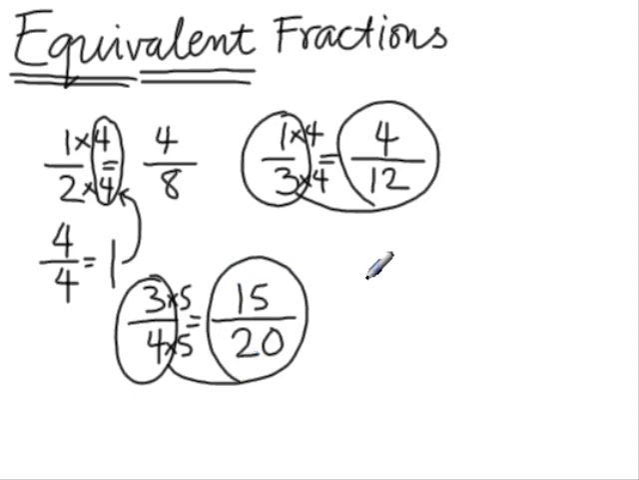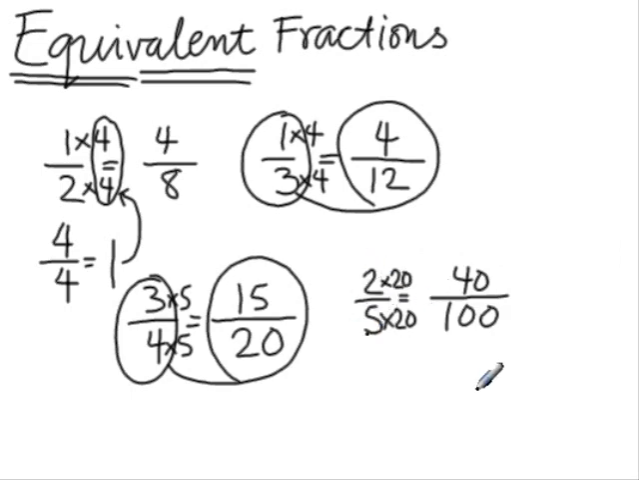Another example, 2/5 equals how many hundredths? Well, to convert the fifths into hundredths, we would have to multiply that by 20. 5 times 20 is 100. If we multiply the denominator by 20, we also have to multiply the numerator by 20. 2 times 20 is 40. And so very simply, 2/5 is equal to 40/100ths.